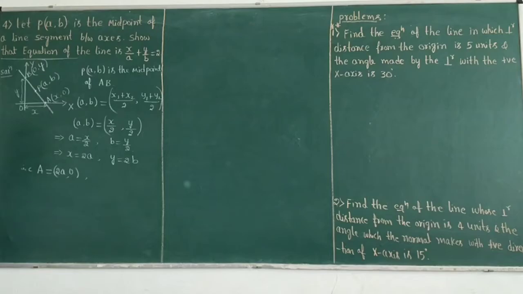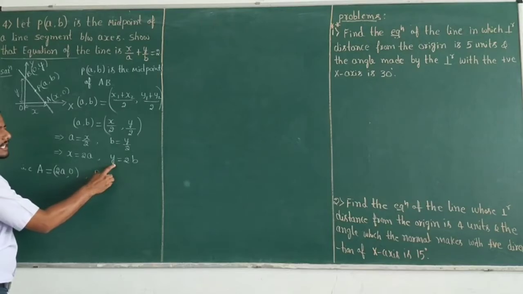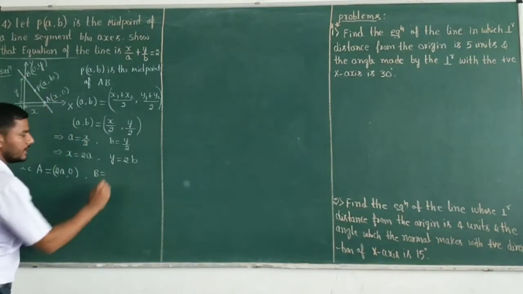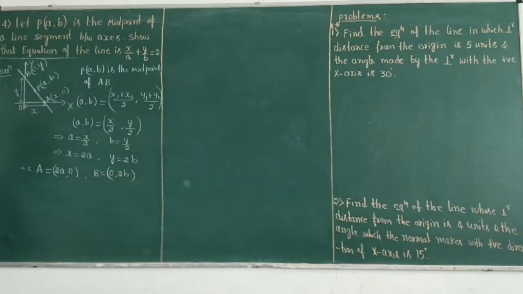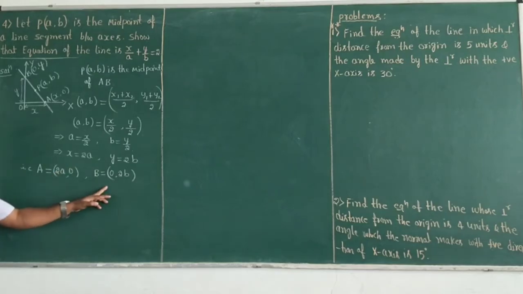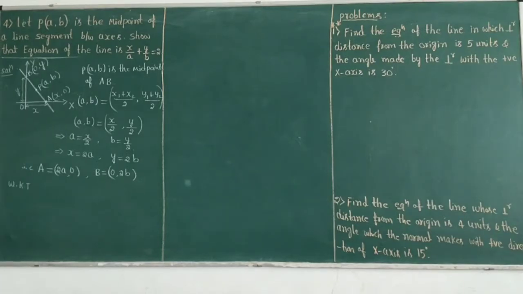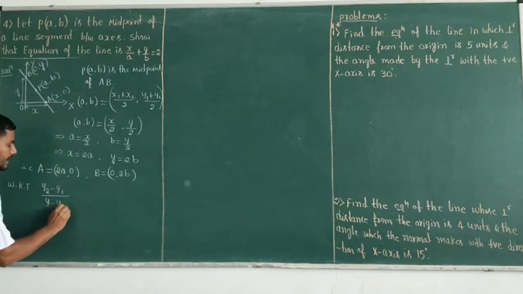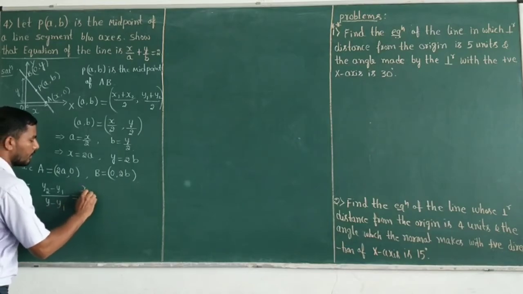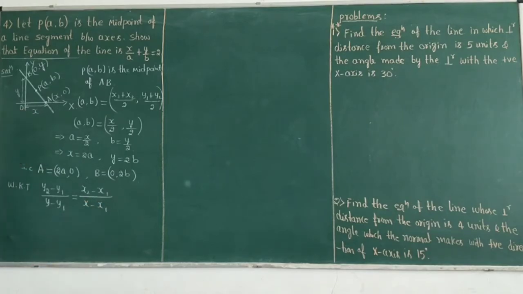And the point B is of the form (0, y), and here y is nothing but 2b. So if two points are given, what is the equation of the straight line? We know the two-point form: (y2 - y1)/(y - y1) = (x2 - x1)/(x - x1). Substitute the values.